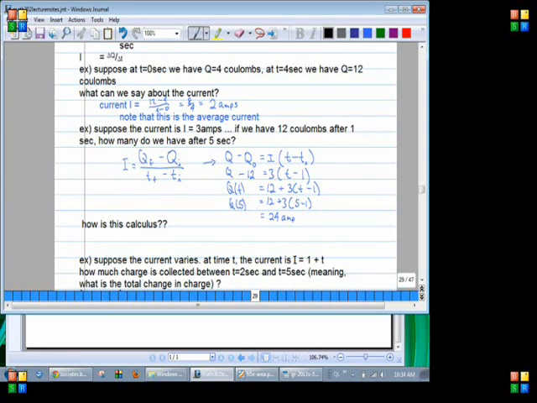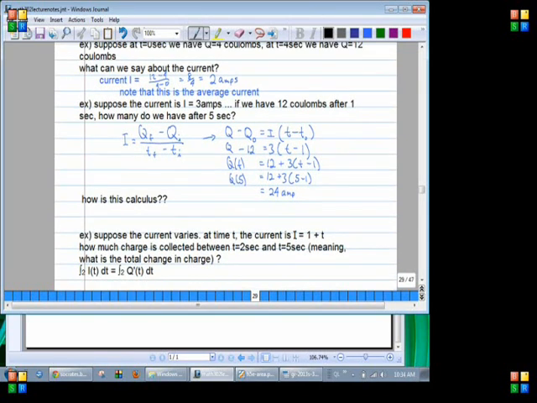Now we can specifically use the fundamental theorem of calculus. What we want is the total change in charge between t equals 2 and t equals 5. So how can we use the fundamental theorem of calculus to set that up? The integral of the function, and then you put the boundary, the time. Right.